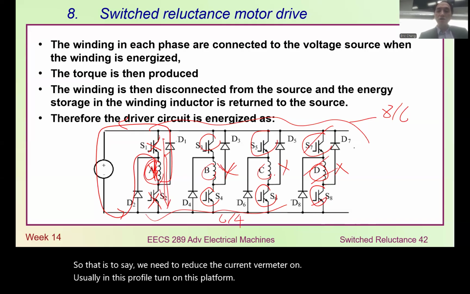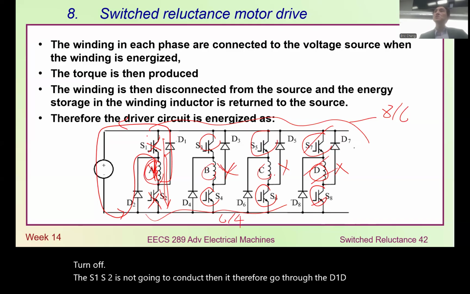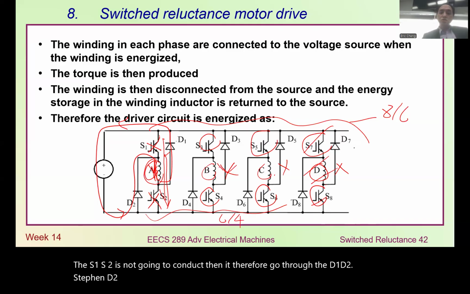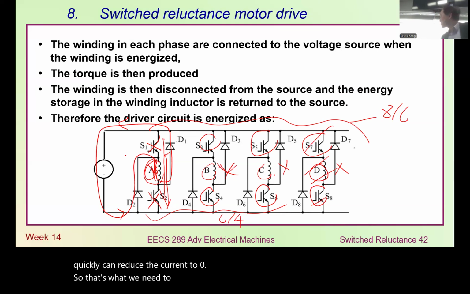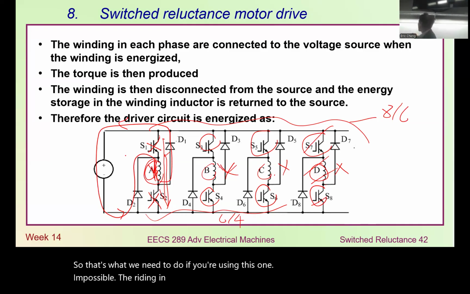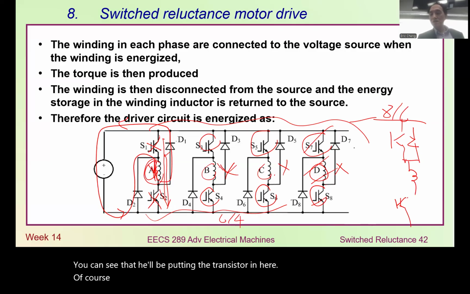Turn off, S1 and S2 are not going to conduct, so the current goes through D1 and D2. D1 and D2 are connected to the plus and minus terminals, so you can really quickly reduce the current to 0. So that's what we need to do. If you're using this one, it's impossible. The winding in here, how are we going to reduce it? You can see that if we put the transistor in here, of course, we can use this one.